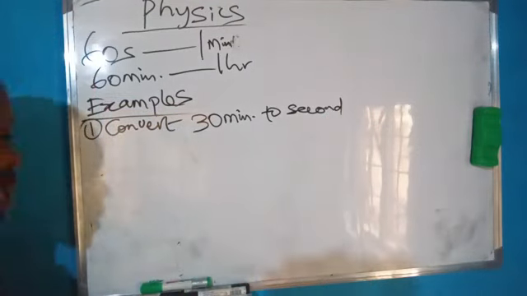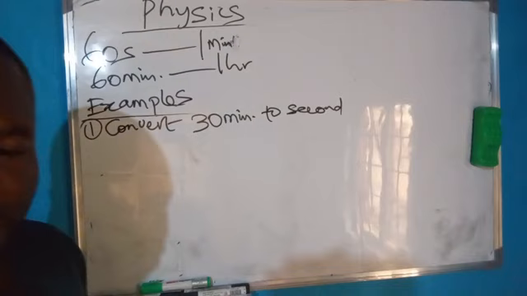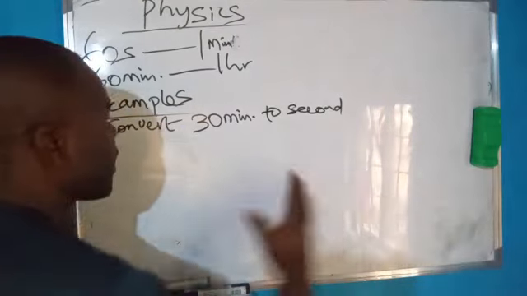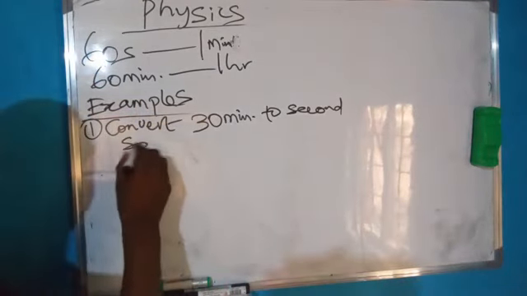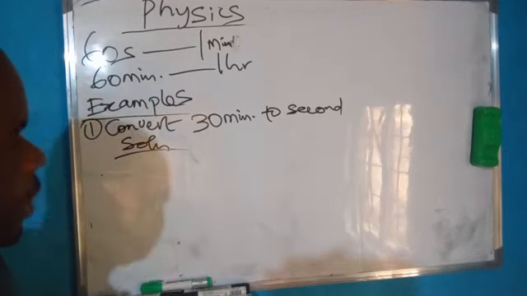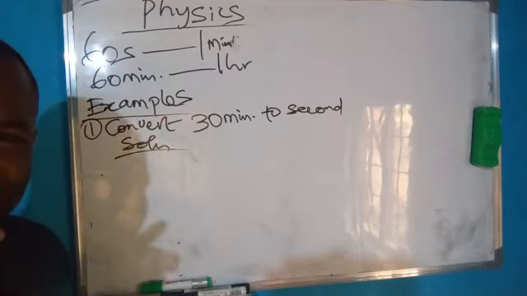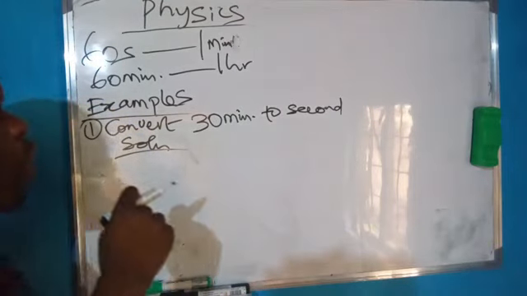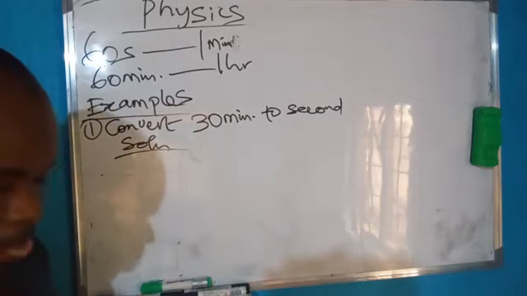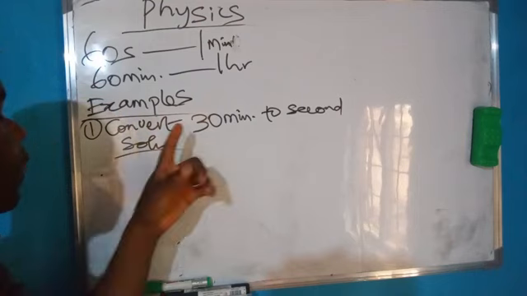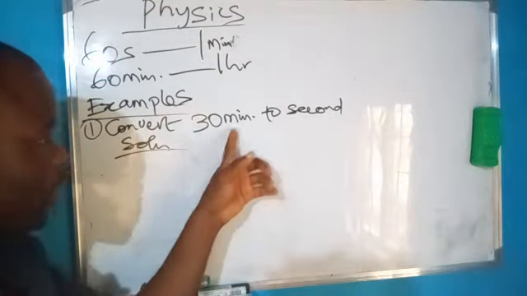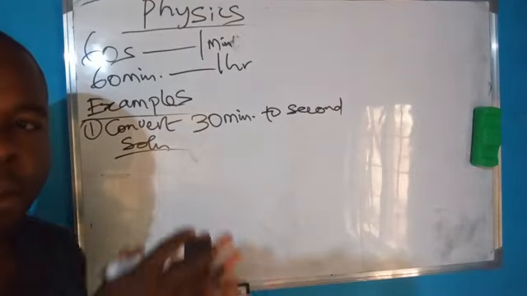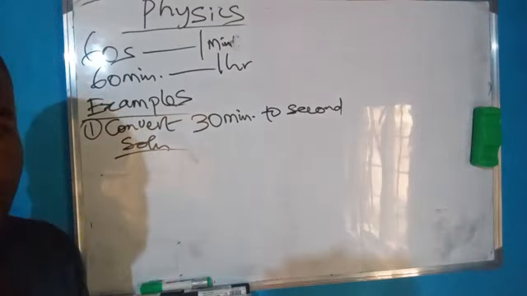If you are to convert 30 minutes to seconds, look at what you are going to do. Look at the steps, guys. Now, solution. The first thing to do is to know the direction of that question. The direction of the question is from minute to second.